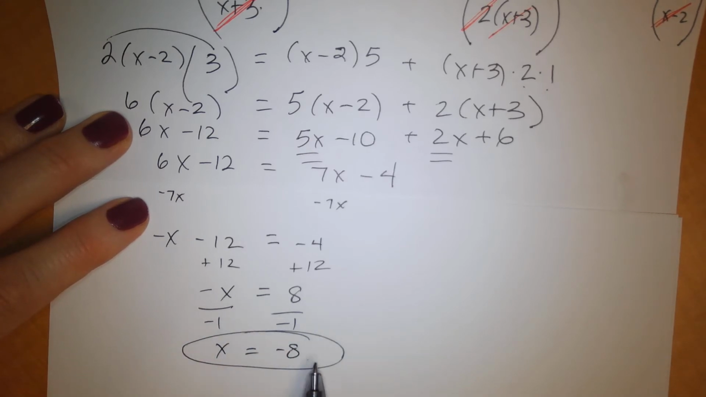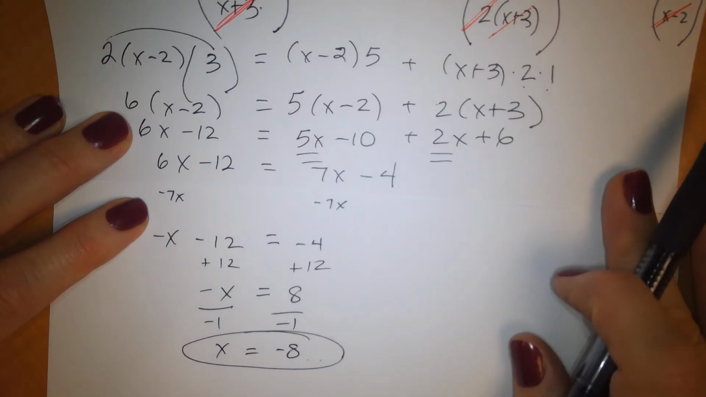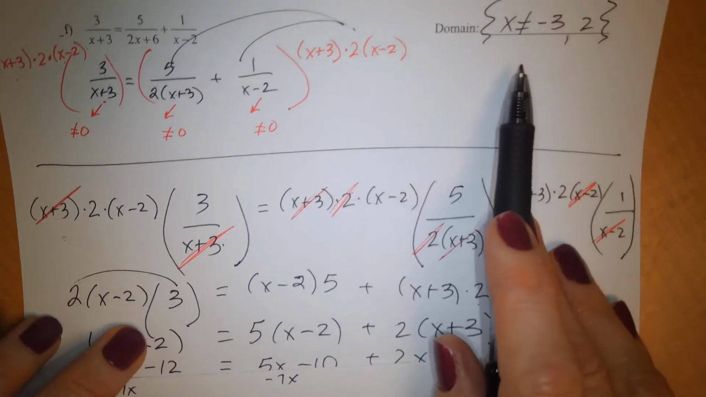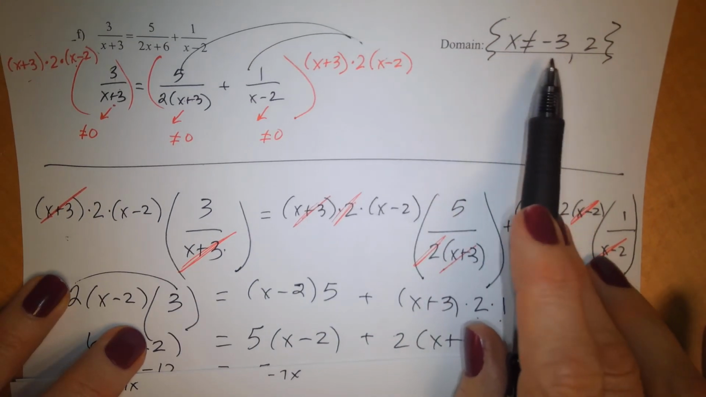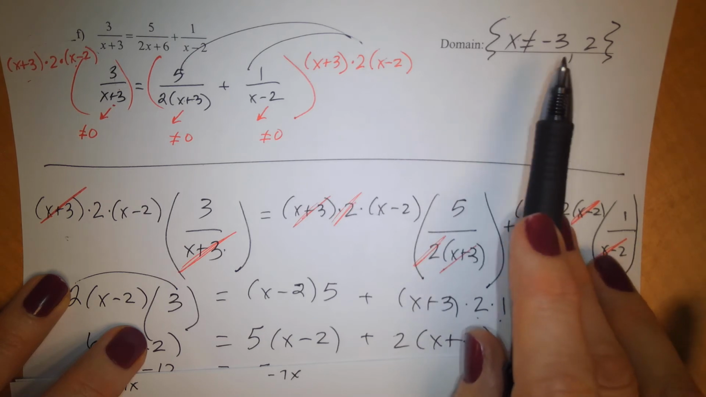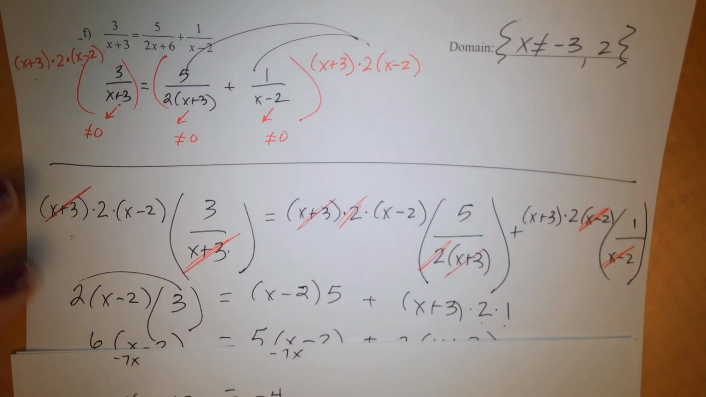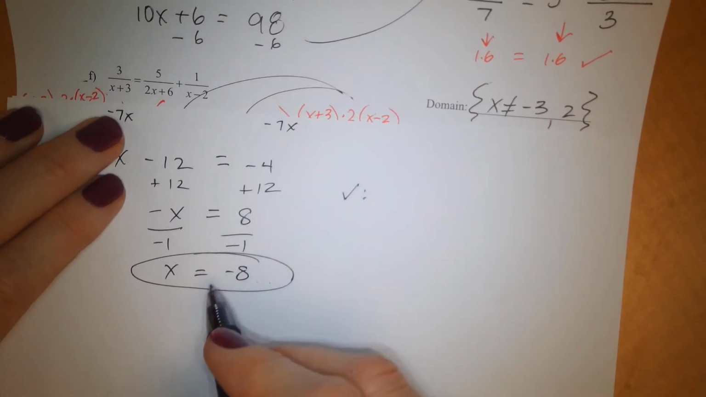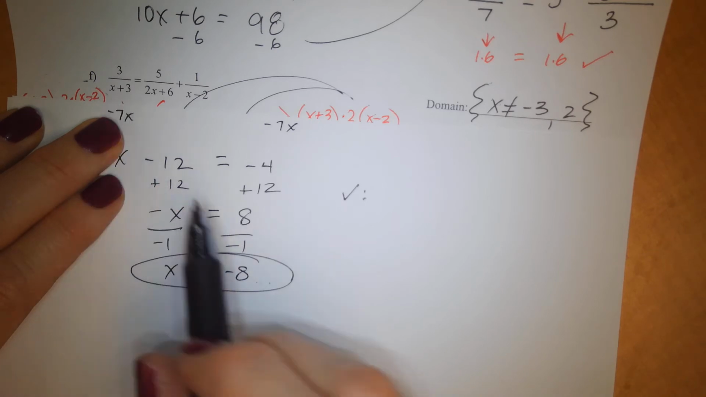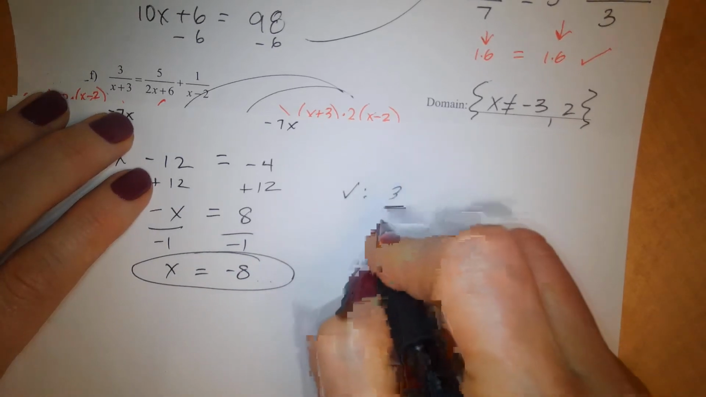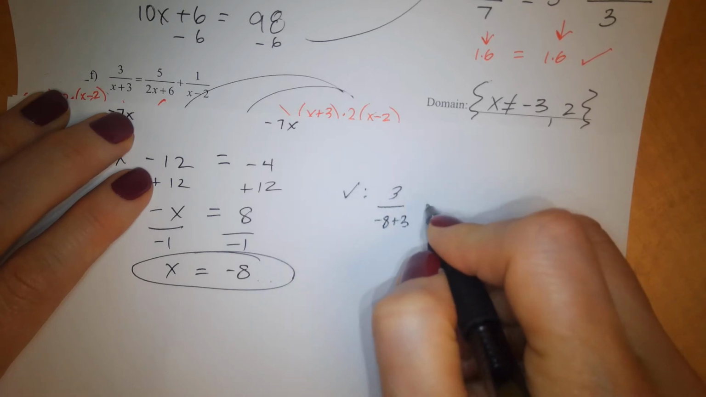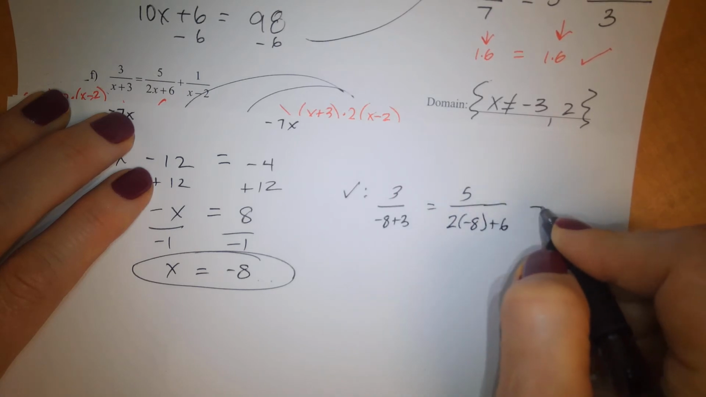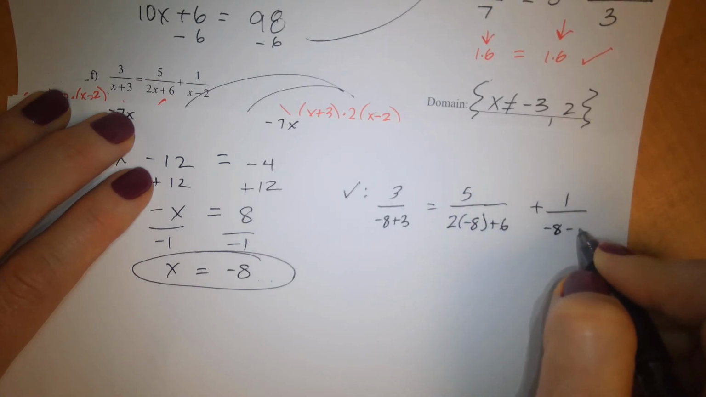Now, of course, you want to make sure that's in your domain. So let's go back and check to see if negative 8 is in my domain. Here's my domain. The negative 8 is not excluded from my domain, so that means it is a possible solution, but we always want to check it in the original just to be sure. So let's go ahead and do our check by plugging negative 8 into the original equation. So we have 3 over negative 8 plus 3 equals 5 over 2 times negative 8 plus 6 plus 1 over negative 8 minus 2.